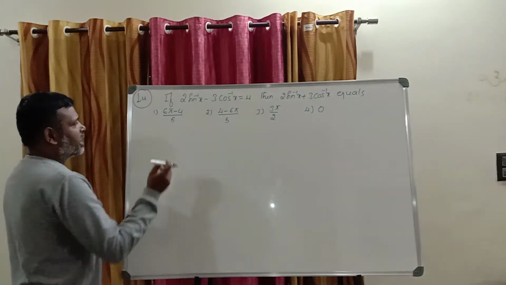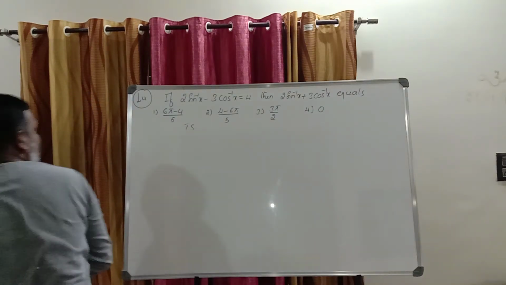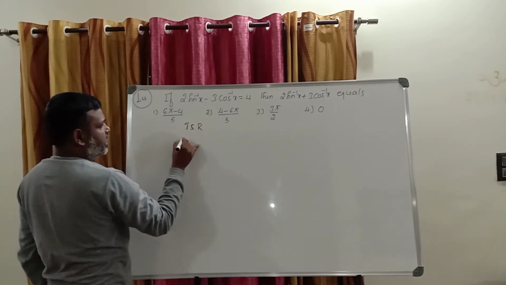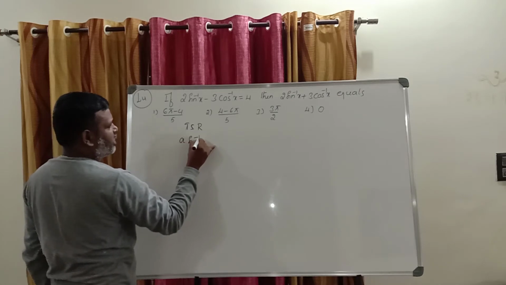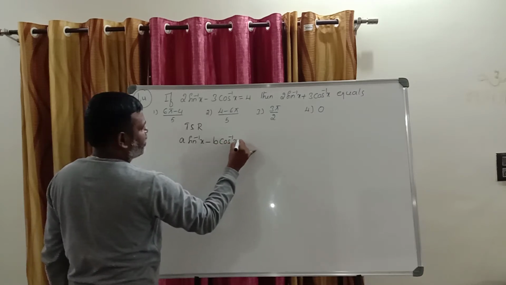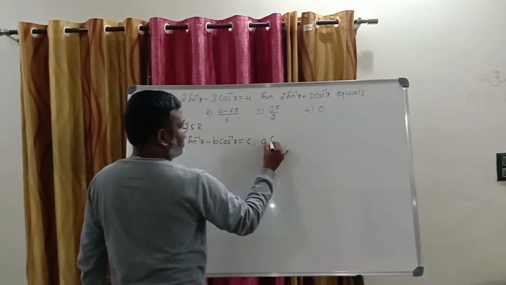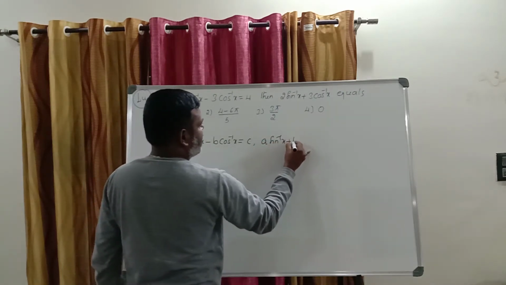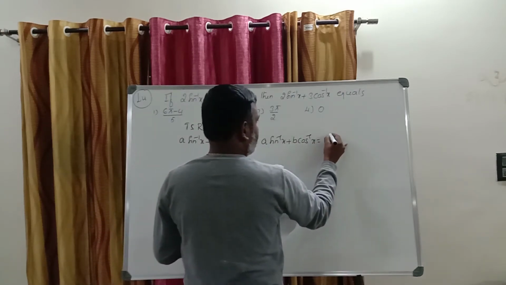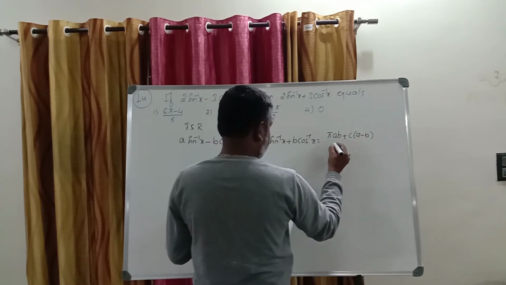Now by using the time saving result, what is the time saving result here? I am going to write a time saving result here, TSR. What is the time saving result here? When a sin inverse of x minus b cos inverse of x is equal to some c, then the value of a sin inverse of x plus b cos inverse of x is simply given by pi ab plus c into a minus b divided by a plus b.